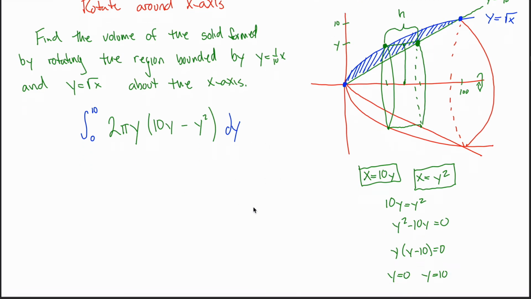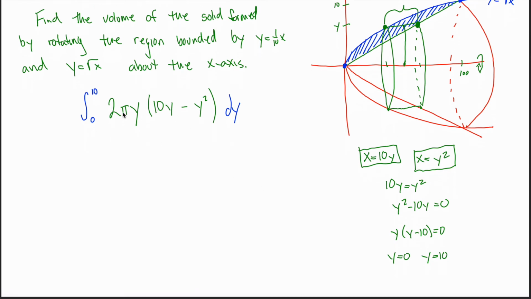At any rate, before I finish the problem, I should probably integrate this guy. I'd take the 2 pi since that's a constant and pull it out in front. And maybe I could take the y and distribute it through the parentheses. And now the integrand isn't too scary looking. I just need a couple of antiderivatives.